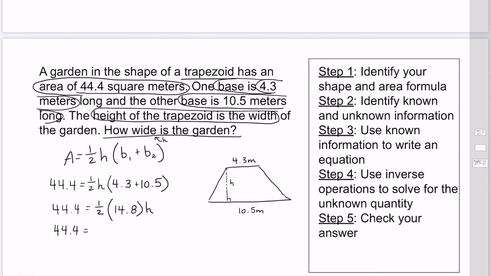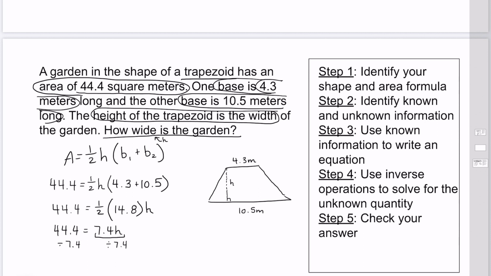And again, I'm going to rewrite this as 44 and 4/10 equals 7 and 4/10, which is what we get when we multiply 1/2 times 14 and 8/10, and then I have H. This brings us to step 4, where I need to use the inverse operation of multiplication, which is division, to solve for H. So I divide by 7 and 4/10 on both sides.